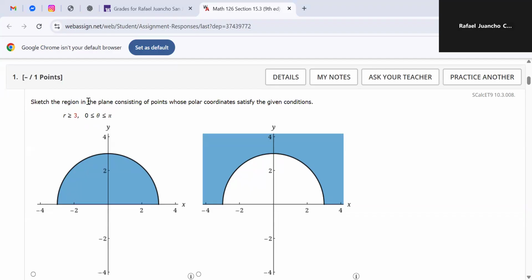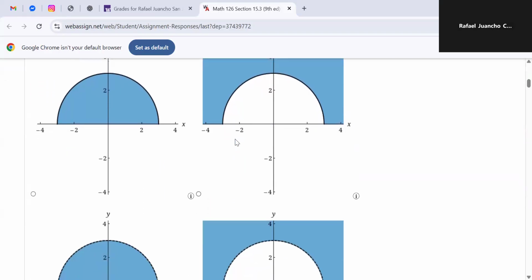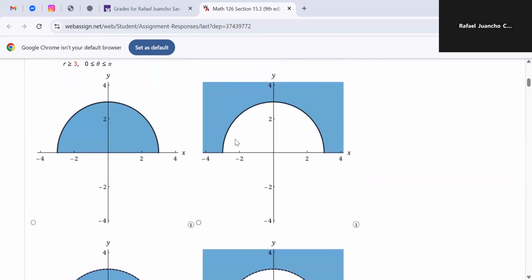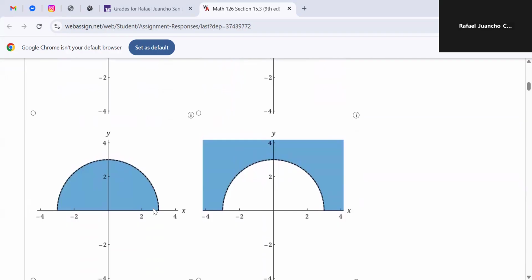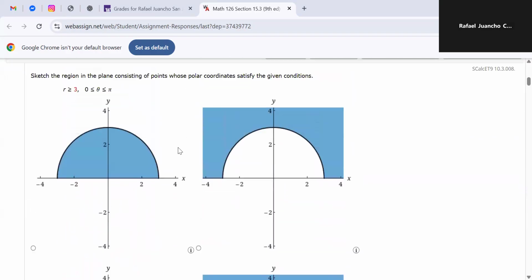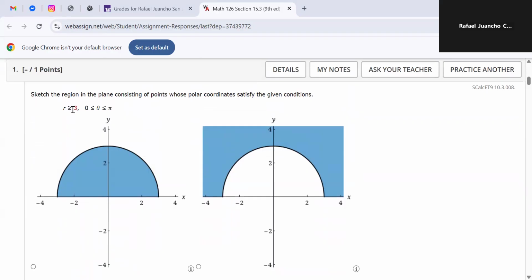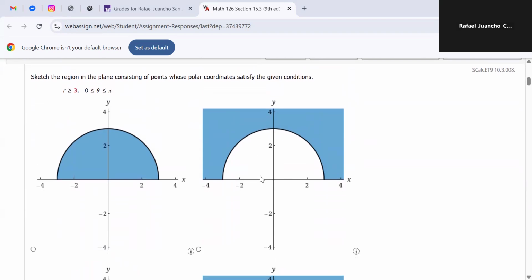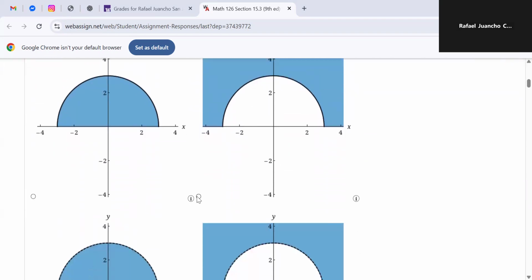So here we're being asked to sketch the region in the plane consisting of points whose polar coordinates satisfy the given conditions. It says here my r is greater than or equal to 3. Now, what does that mean? It means I have a radius equal to 3. So in this case, I think all of these work. And it should be a line, not a dashed line like these two, because it says equal. And now it says that it's greater, so I go outside. And my theta is from 0 to pi. So it's this one, I think.